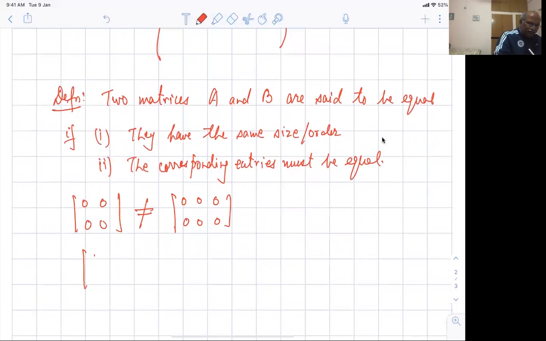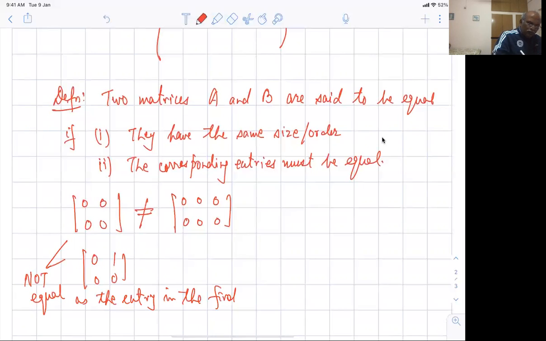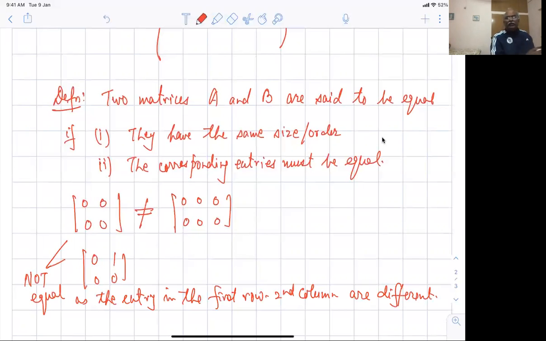Similarly, I have another matrix 0, 1, 0, 0. They are the same size, but they are also not equal, as the entry in the first row, second column is different. Fine. So this is what you have to be careful about, when they are equal, when they are not equal, and things like that.